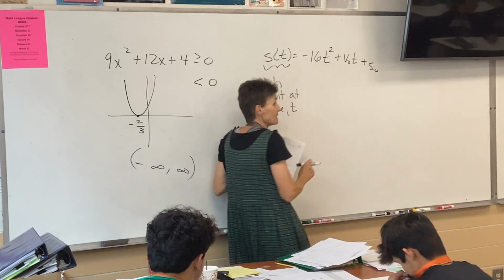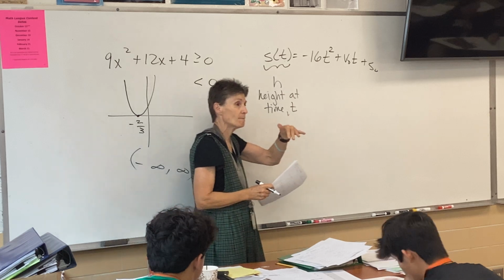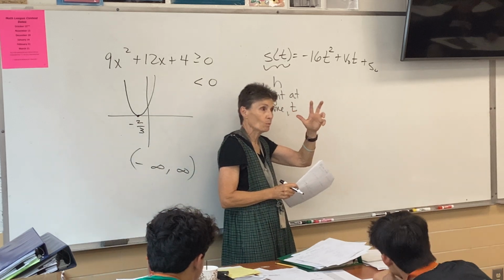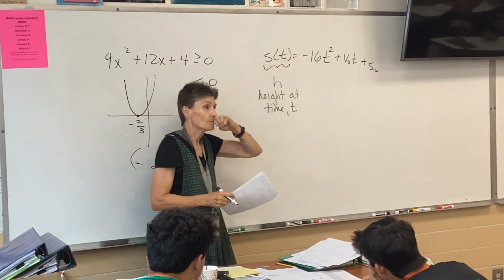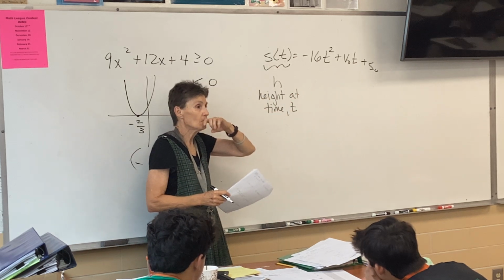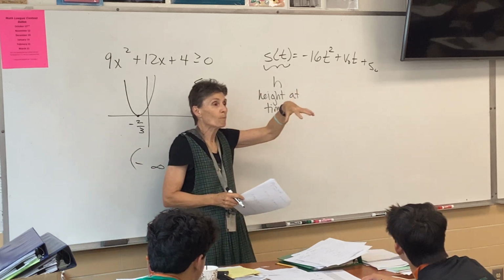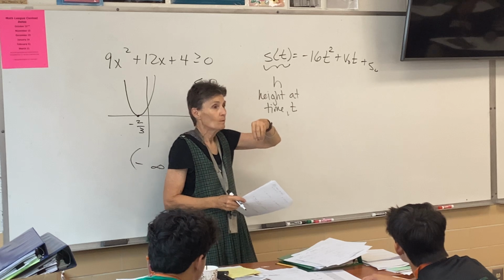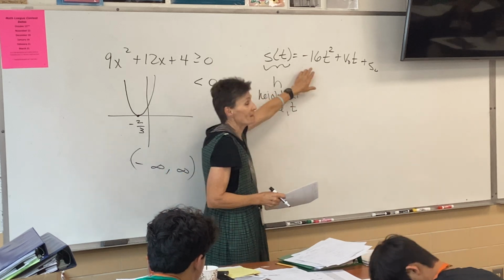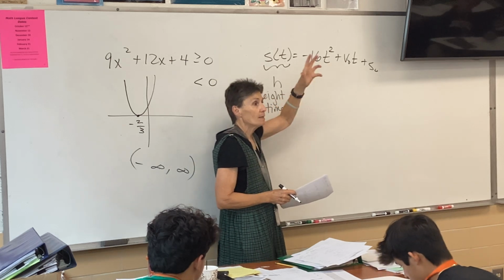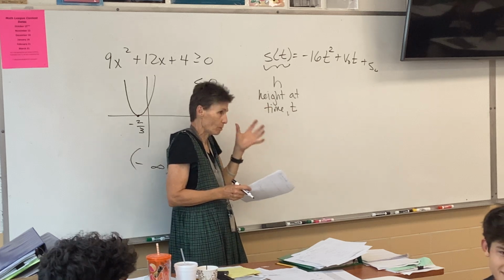The -16t squared is going to be part of the equation all the time. When is that not -16? If we're doing our problem in feet, it's -16. If we did it in meters, there would be a different constant there. But we're doing it in feet, so that -16 is going to be the same in every feet problem, okay?